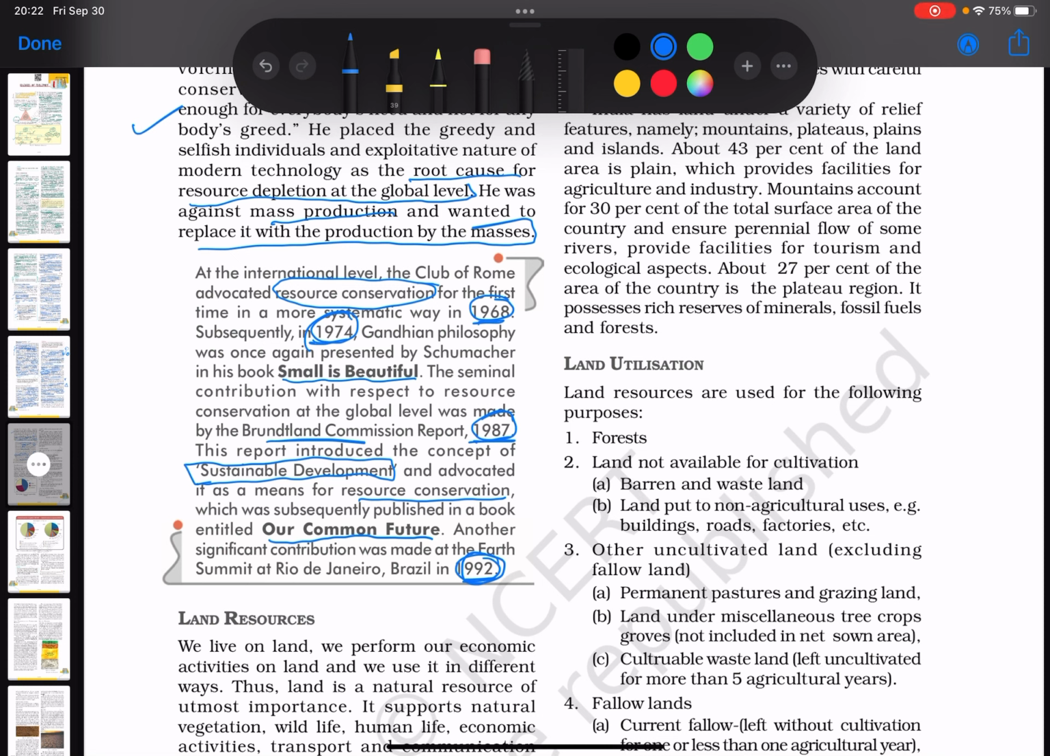Now, of course, when this textbook was written, it may not have been updated. Can you see what has happened on the theme of sustainable development in the last 20 years? That is from 1992 to 2022.